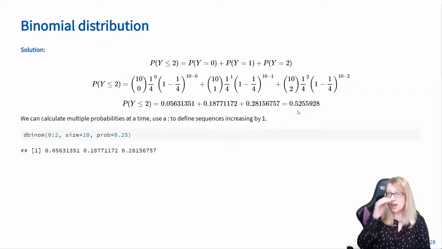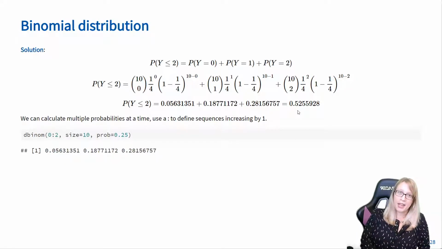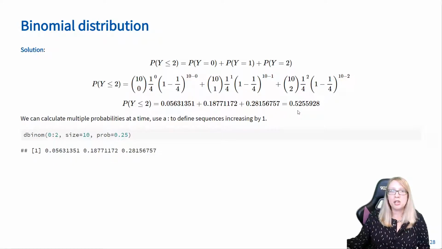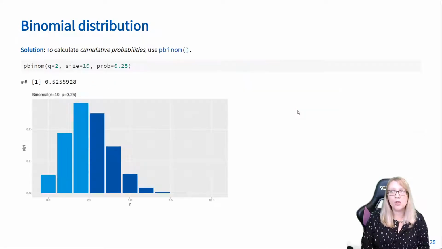We can also calculate multiple probabilities at a time in R instead of doing it by hand if we choose. We do this using a colon. What that colon does is define sequences increasing by 1. So if we write in R 0:2, that returns the integers 0, 1, and 2. So using the dbinom function in this way, we'll calculate all of those individual probabilities. We can add them up to find the probability that y is less than or equal to 2.